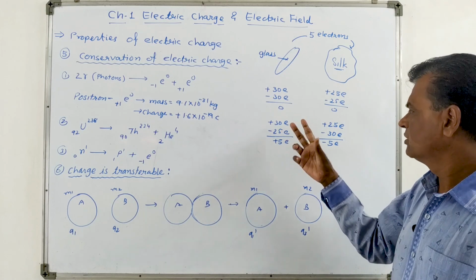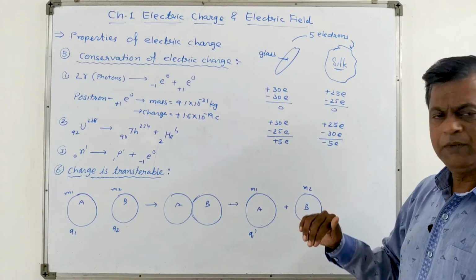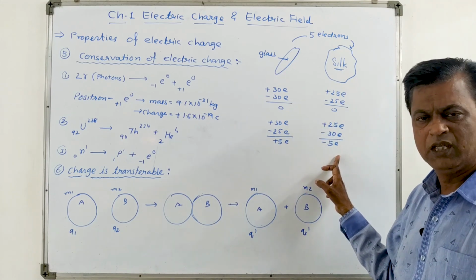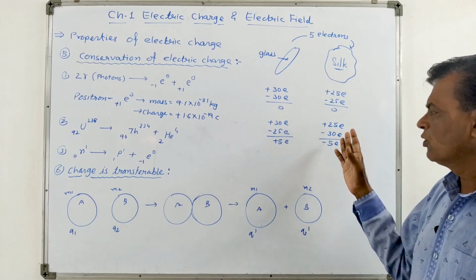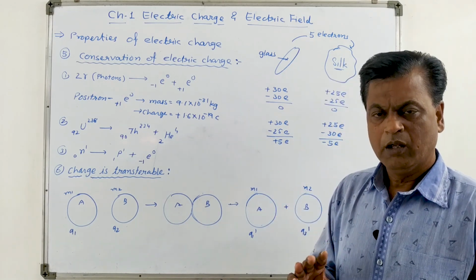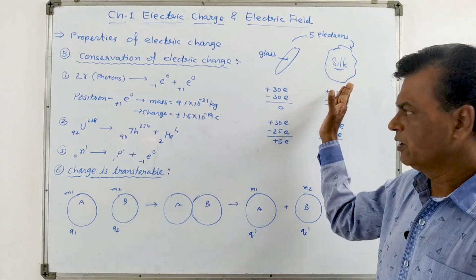Before the rubbing process, the net charge of the system is 0 plus 0, which is 0. After the rubbing process, the net charge of the system, plus 5E minus 5E, is also 0. So in this process, charge is neither created nor destroyed, but charge is transferred from one body to another body.